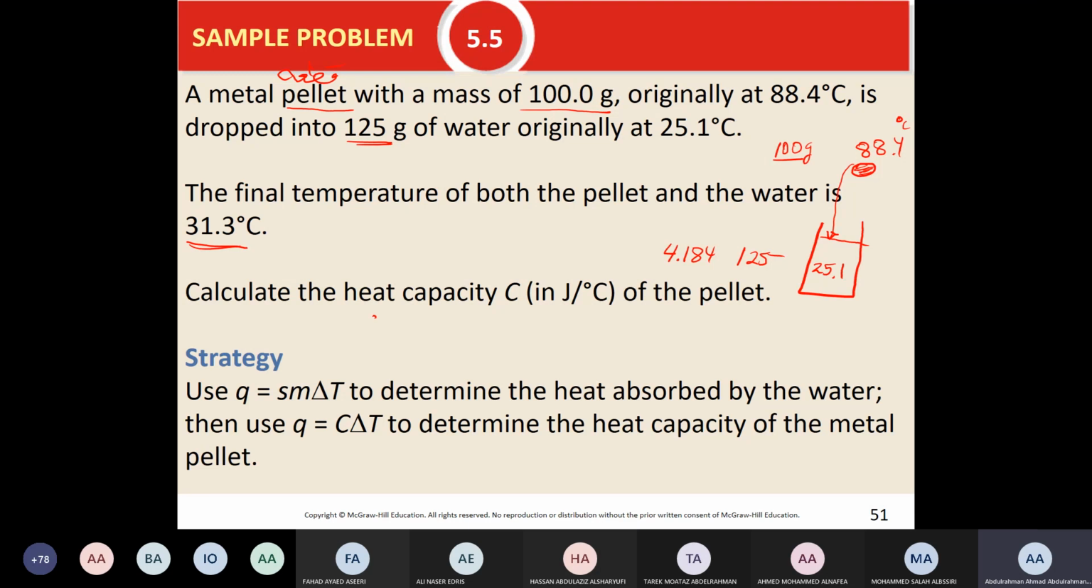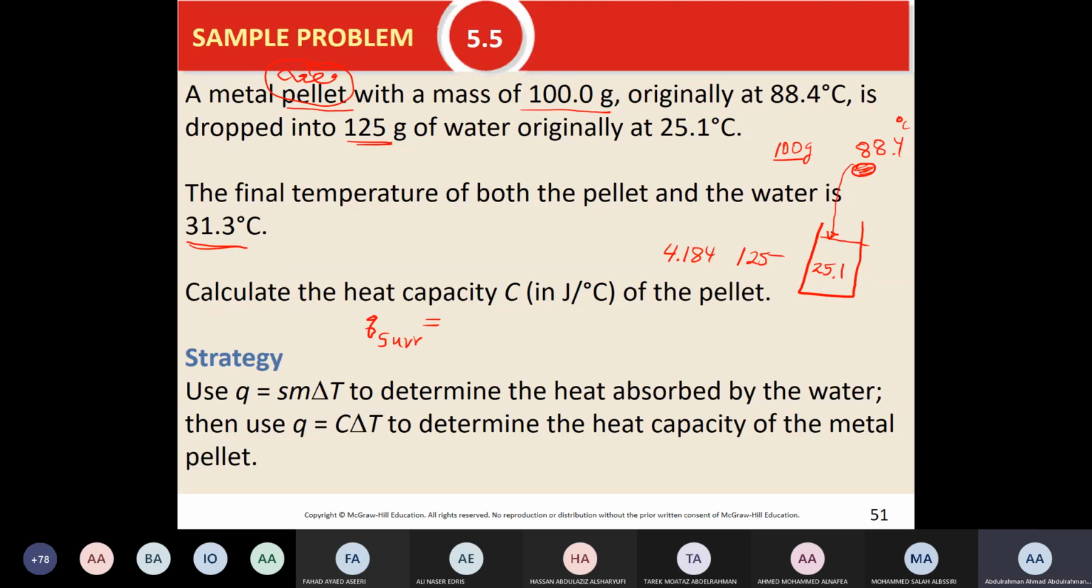So where is your system now? The water. The system. The reaction. No, there's no reaction this time. The billet. Okay, what is the surrounding? Water. What's the Q of the surrounding, which is the water?